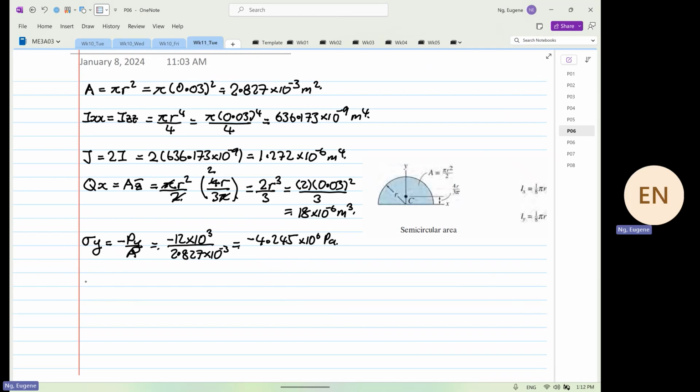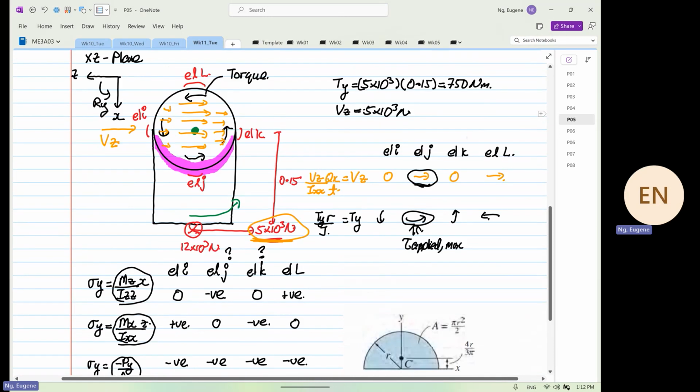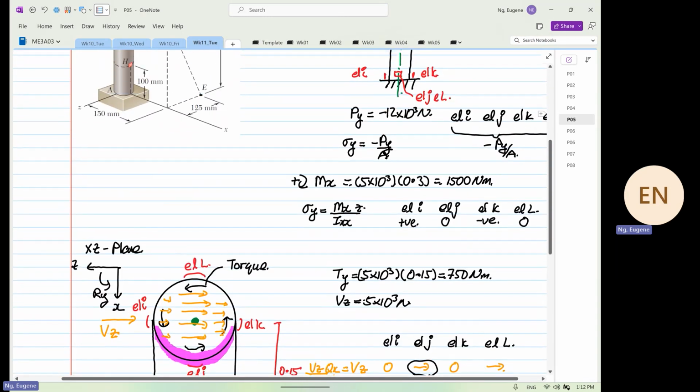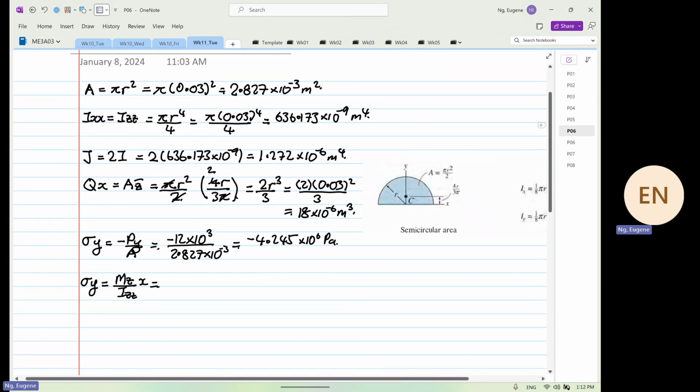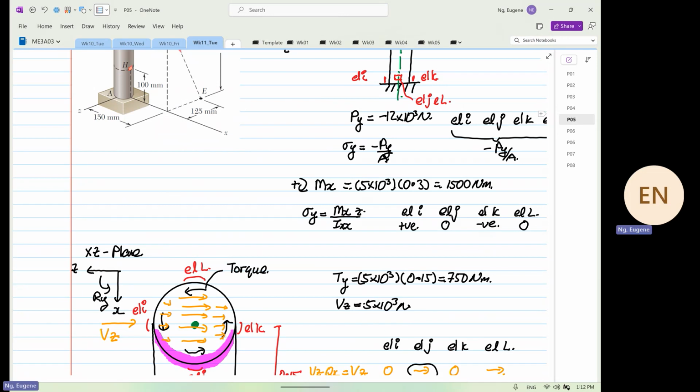Okay. The next one we're going to deal with is stress about Y. We're going to deal with our MZ over IZZ multiplied by X. Okay, so MZ we calculated, I can't remember what it is. MZ is 1500? Is MZ 1500 or no? MZ.